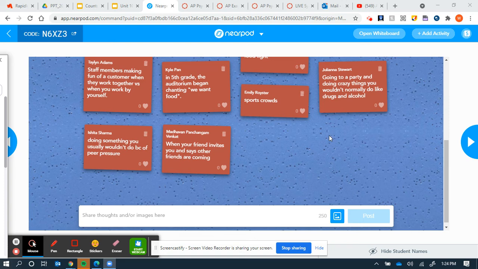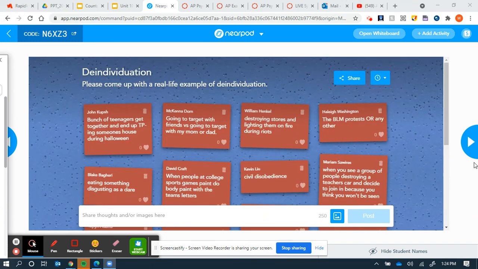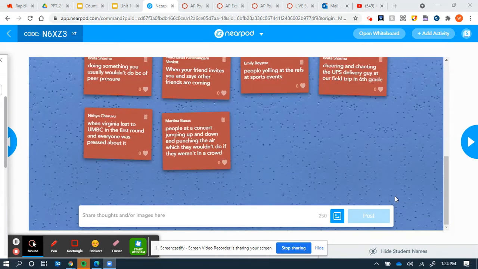Friend invites you and says other friends are coming. No, that's not de-individuation. De-individuation is when our behavior changes due to the fact that we are in a group because we feel more anonymous. Okay, all right. So looks like most of y'all got that. De-individuation: we are no longer an individual when we are in a group.